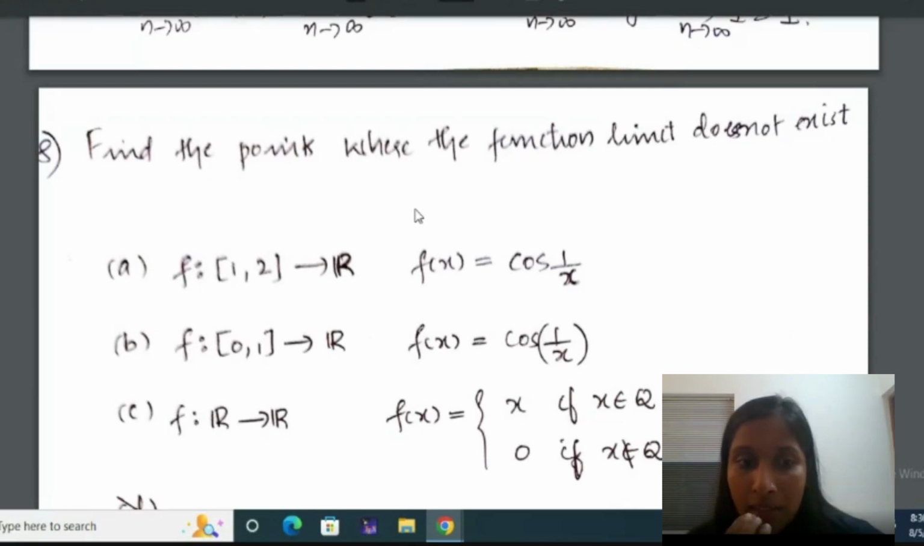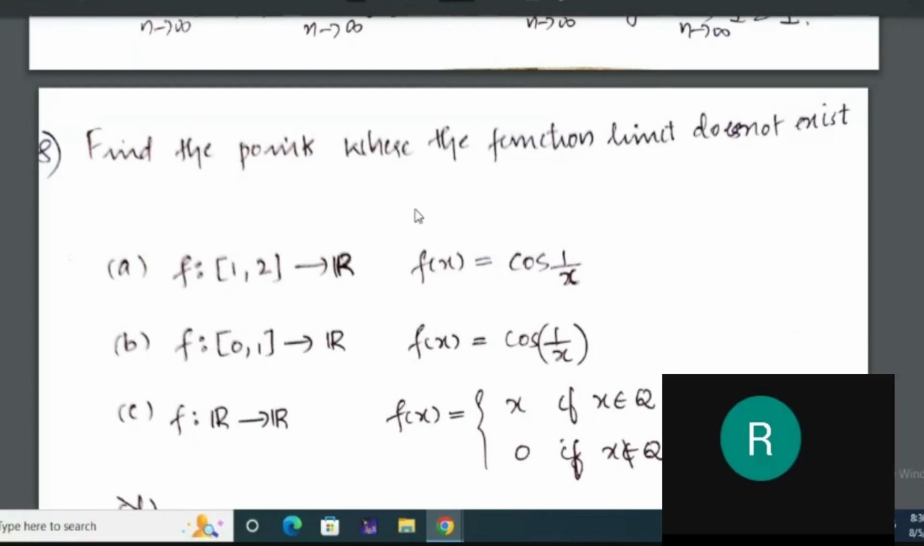Actually, the answer is for A, there does not exist any point where the limit does not exist. So at every point, the limit of the function exists. For B, we can just knock out zero, and at the rest of the points, the function's limit exists. So how can we say that? Composition of functions. Yeah. Composition.